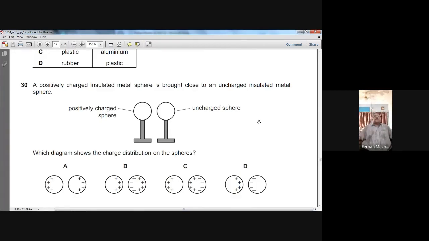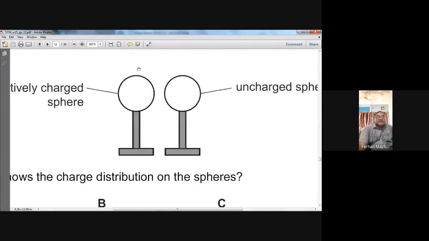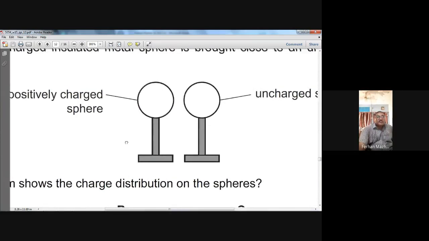Question number 30. A positively charged insulated metal sphere is brought close to an uncharged insulated metal sphere. You see this sphere, let me increase its size so I can explain to you. This sphere is positively charged and this sphere has no charge, it's neutral.